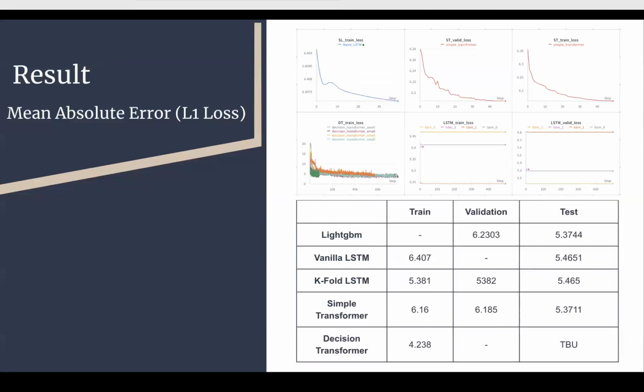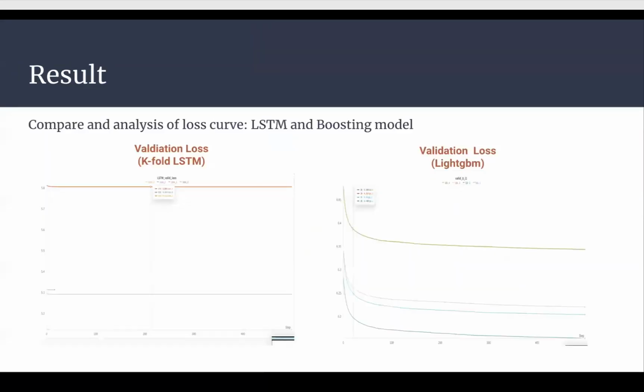We saved every model's accuracy to Weights and Biases as the chart, and the final loss is in the table. Due to the Kaggle submission issue, the test accuracy of the decision transformer will be updated in the final report. Next, we are going to compare the results of the validation loss of K-fold LSTM and LightGBM.